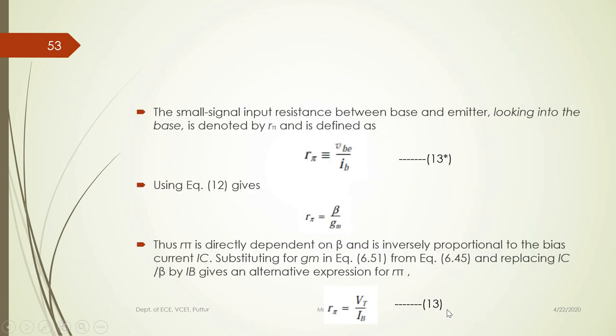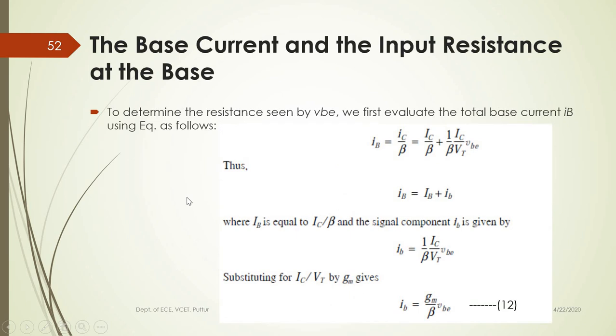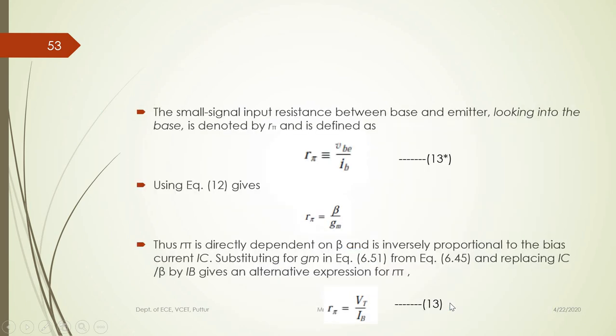Now we are going to obtain the expression for R pi, that is, the input resistance. Input resistance is denoted by the symbol small letter r subscript pi and is defined as the ratio of base to emitter voltage divided by the base current, both in terms of AC, with respect to the signal applied. So it is vBE by iB. And then, using equation 12, I can write r pi is equal to beta by GM.